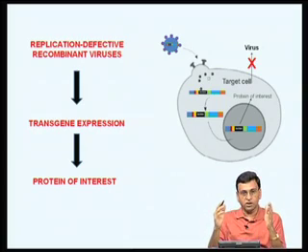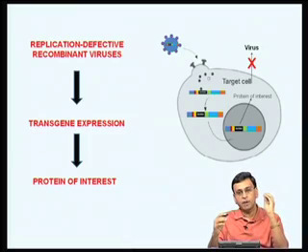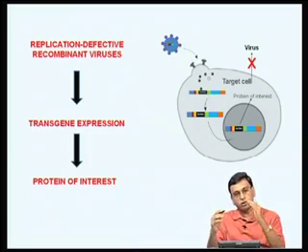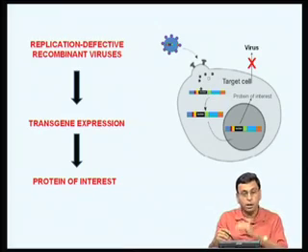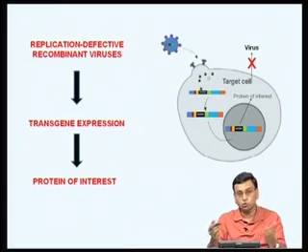So by this strategy, you can actually generate a huge amount of these replication defective recombinant viruses, and if you now simply add these viruses to any cell line of your interest, the virus will infect those cells, your protein of interest will be made in large amounts, but no virus will come out of these cell lines. So you are very safe.